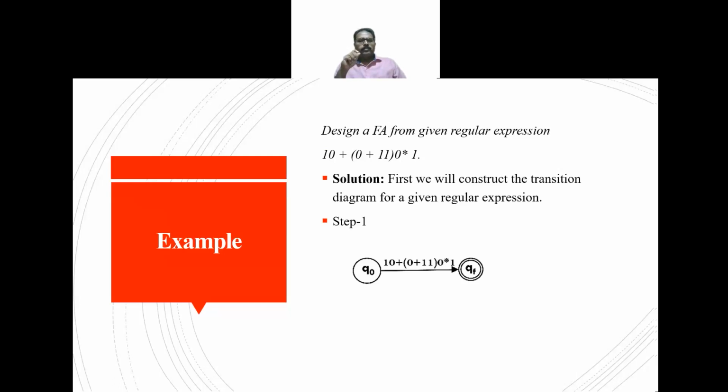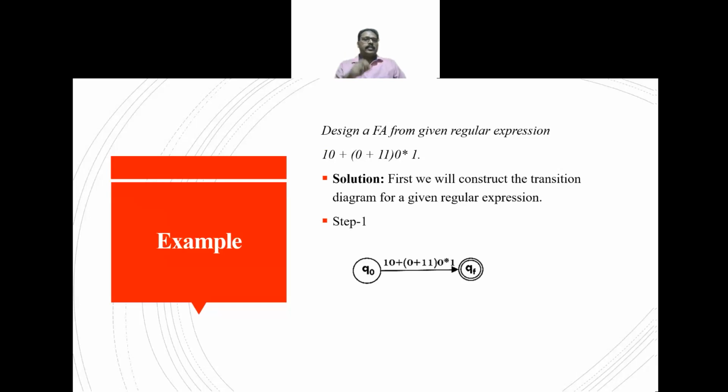We know plus is the union, either or. Product is the concatenation, and star, lambda star, 0 or more occurrences means repeating multiple times, means that it is a loop.